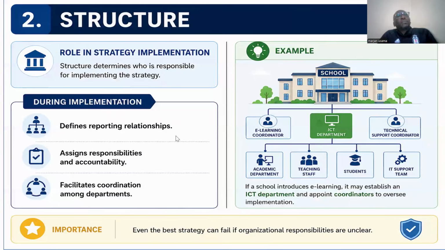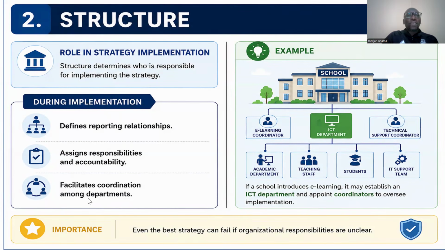So as I was saying, it's very important to determine the structure, and the structure defines reporting relationships. And number two, it assigns responsibility, who is going to do what, and also accountability, al-muhasaba. These two things are very important in an organization or when you're doing a business. You need to identify who is going to do what, and then there is also muhasaba. So if you don't do it, you are going to be asked, لماذا لم تقم بهذه المسؤوليات أو المهام.